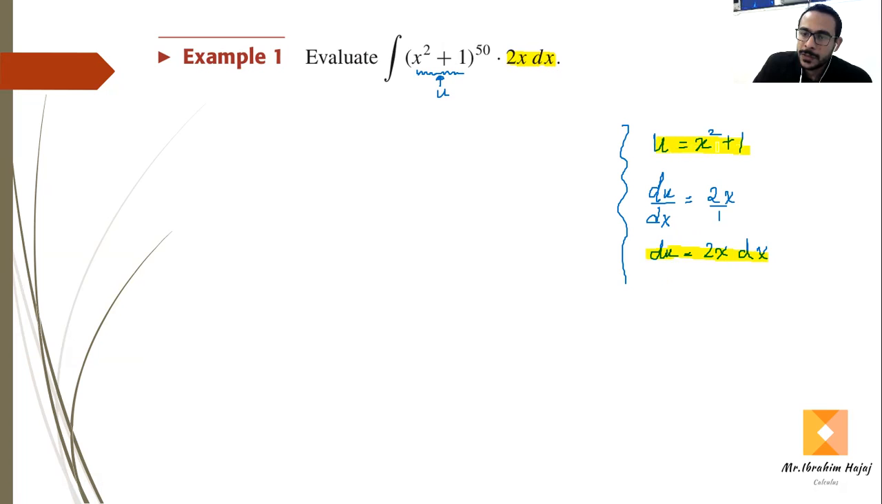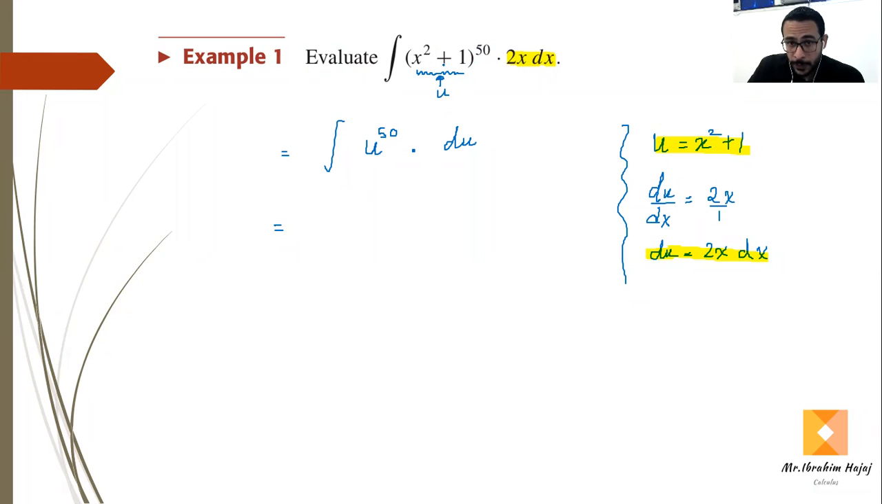So I will substitute u for x squared plus 1 and substitute 2x dx as du. So pay attention please, here is the integral. Replace x squared plus 1 as u to the power of 50 times, remove 2x dx and write du. Okay. Again, how to use the u substitution method to evaluate the integral of x squared plus 1 all to the power of 50 times 2x dx.